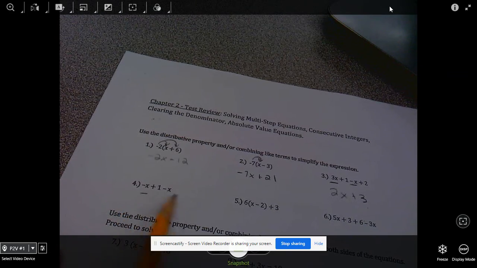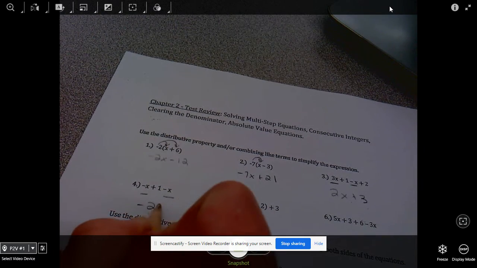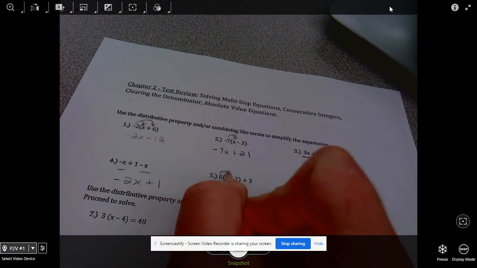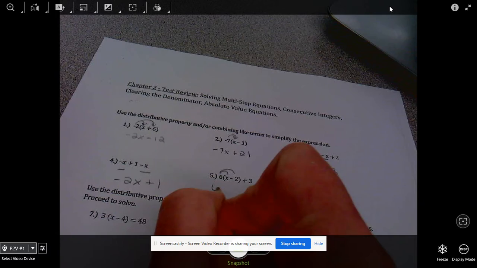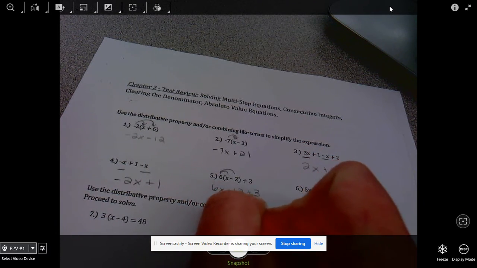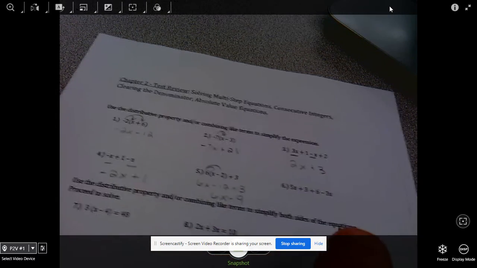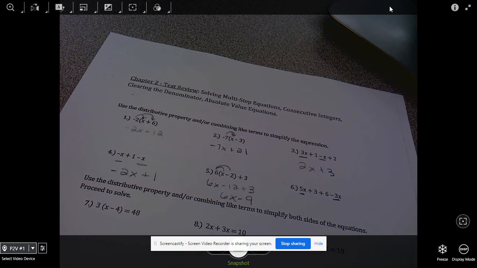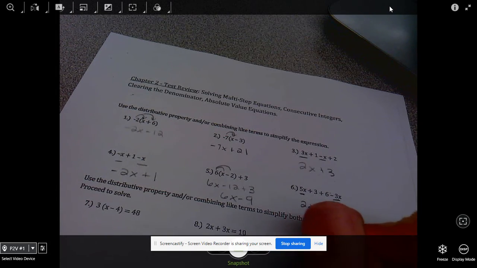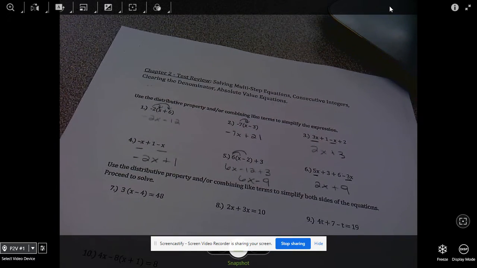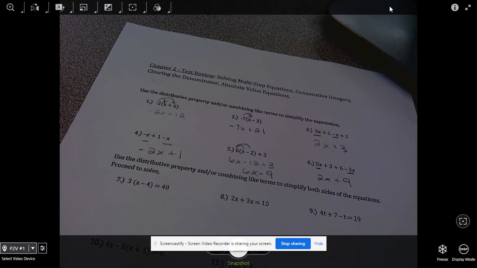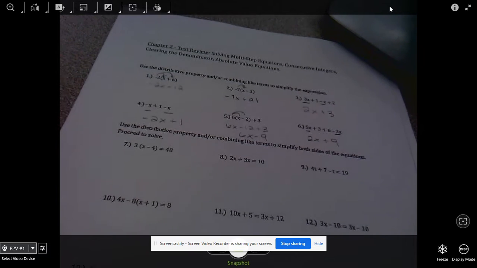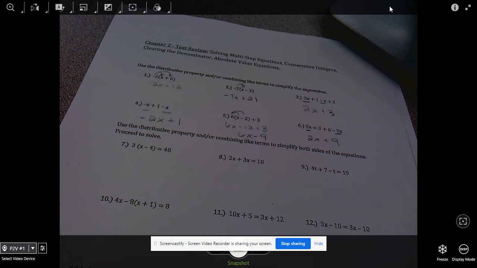Here, a negative 1 and a negative 1 is a negative 2x plus 1. 6x times negative 2 is 6x minus 12 plus 3, which is 6x minus 9. Now we have a 5x and a negative 3, which is going to be a 2x plus 9. So this is just simplifying and combining like terms. The next part is going to be using the distributive property and or combining like terms to simplify both sides of the equation and then proceed to solve.